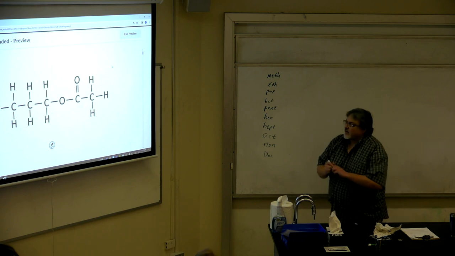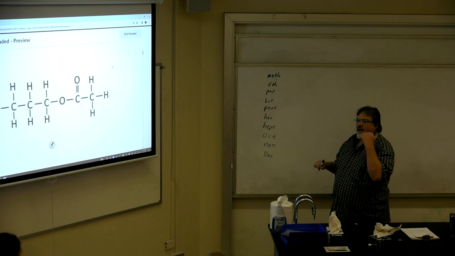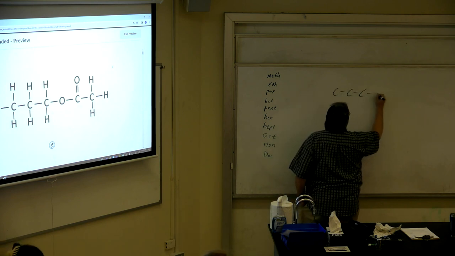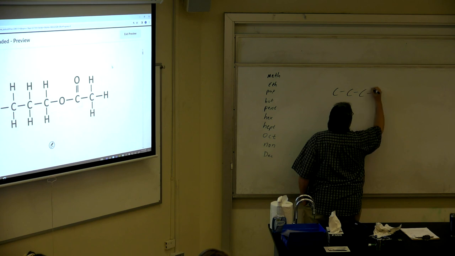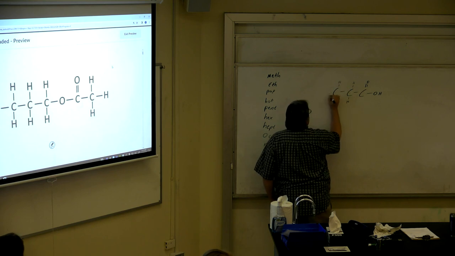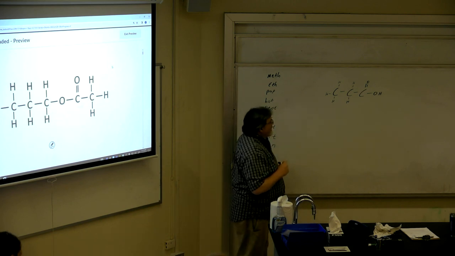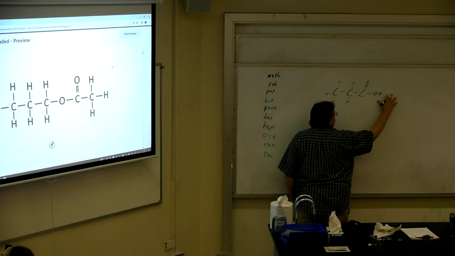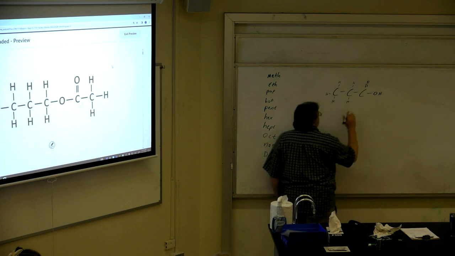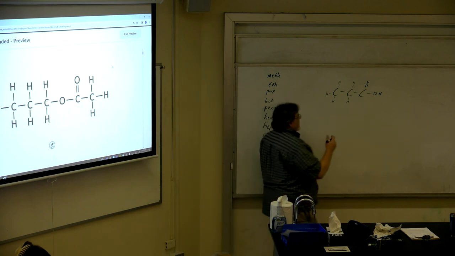That's an ester. These are only slightly tricky. Let me back up to carboxylic acids. The carboxylic acid structure is always on the end. I just want you to realize that it could be on this end or on this end. So what would that be called? It's propanoic acid.